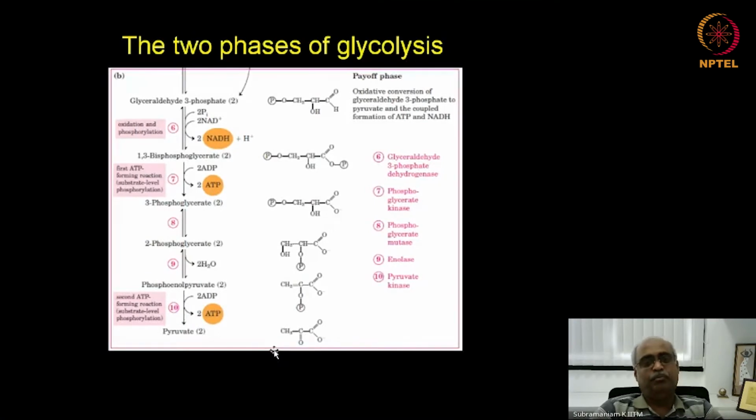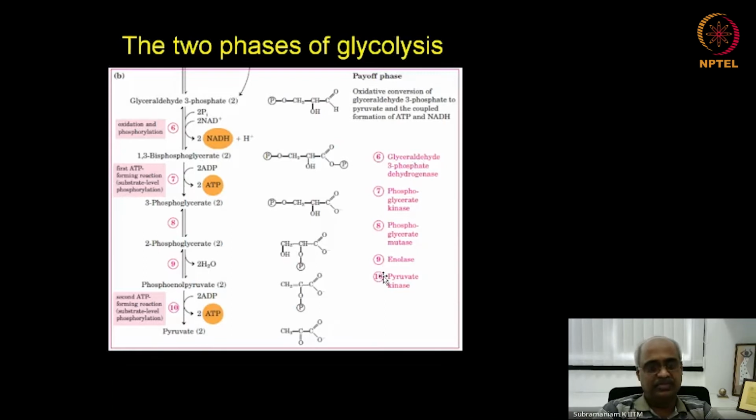And this is the payoff phase, meaning energy yielding phase, where we see this aldehyde group oxidation, and that oxidation energy is used to reduce NAD to NADH, as well as to generate this high energy compound by making a mixed anhydride structure. And during hydrolysis, you generate 2 ATP. And so that is one payoff. Then you have the second payoff at this phosphoenolpyruvate to pyruvate.